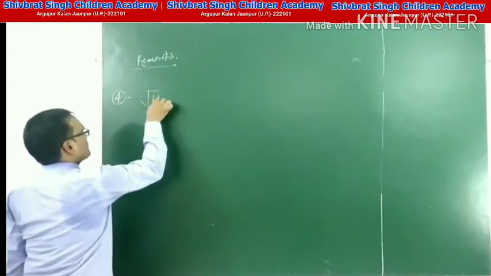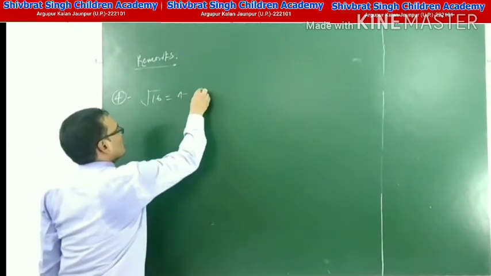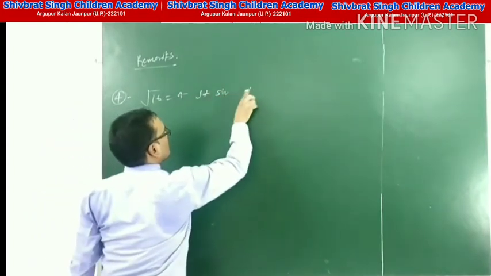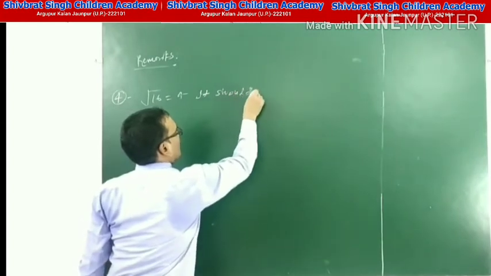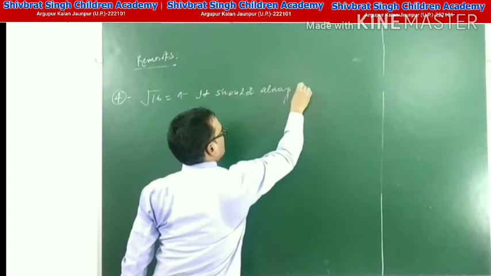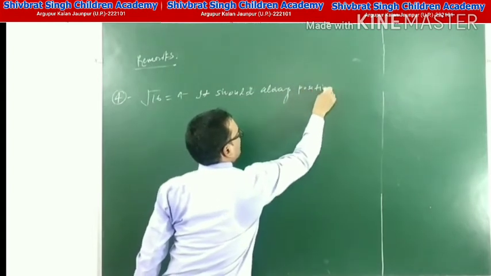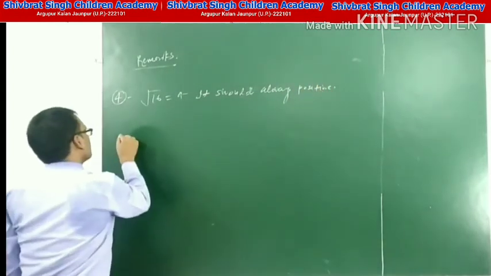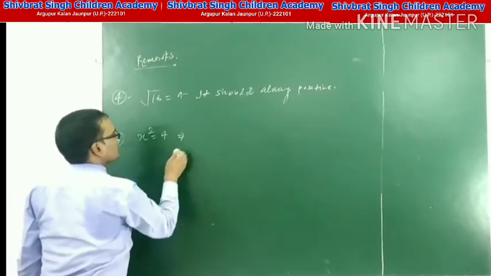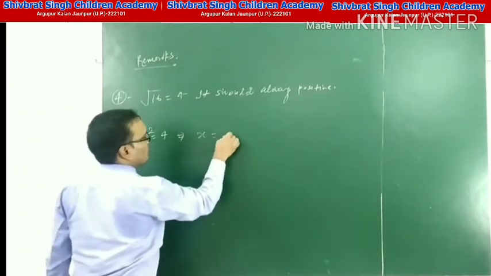The square root of 16 is 4. It should always be positive, not negative. And fifth, x square equal to 4 implies that the value of x equals plus or minus 2.